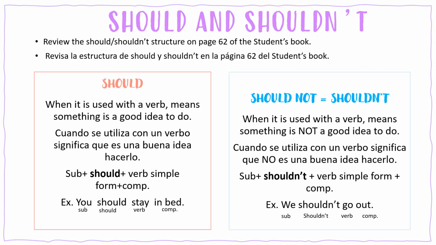Should. When it is used with a verb, means something is a good idea to do. And the structure is subject plus should plus verb in simple form plus complement. For example, you should stay in bed. In here, the subject is you. Then we have should, the verb in simple form stay, and the complement in bed.